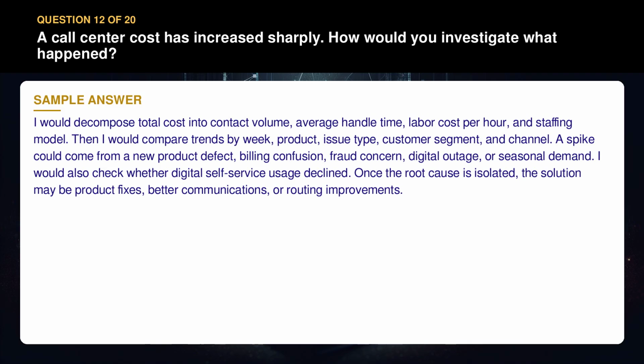A spike could come from a new product defect, billing confusion, fraud concern, digital outage, or seasonal demand. I would also check whether digital self-service usage declined. Once the root cause is isolated, a solution may be product fixes, better communications, or routing improvements.